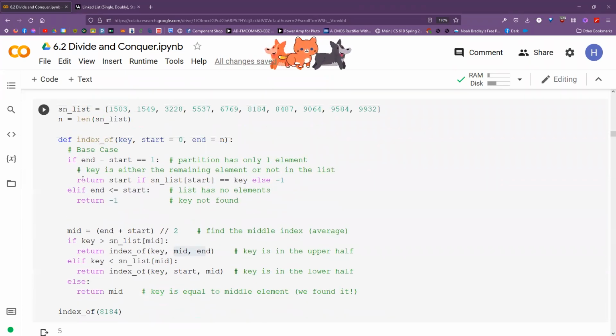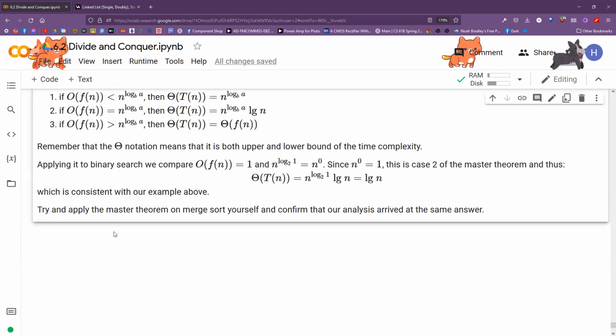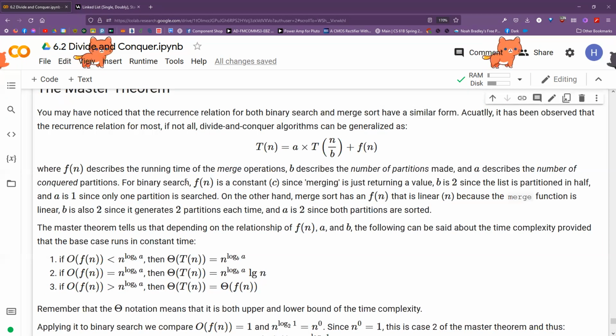So lahat ng parts ng function natin dito, lahat naman sila is constant type. So, ayan, f of n for binary search is just a constant. And then, yung B or yung partitions natin is 2 since we partition our list by 2. And then, ang A for binary search ay 1 since only one partition yung sinesearch natin.